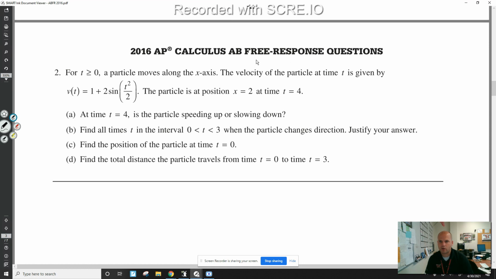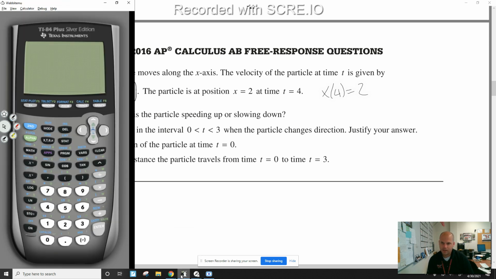Number 2, calculator question. They're giving you a velocity. They're giving you a position at a time. That's like time 4. Be careful here. At time 4, is the particle speeding up or slowing down? Since they gave you your calculator, I don't know.